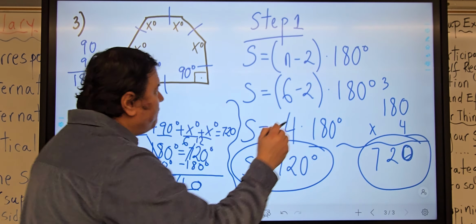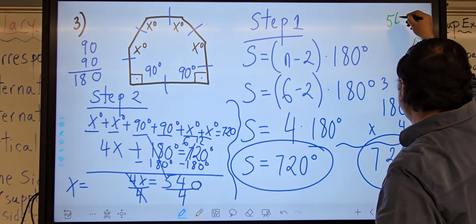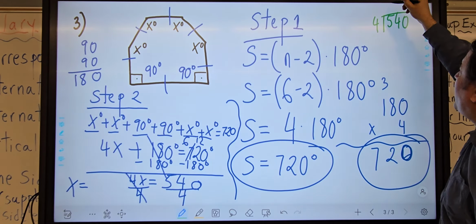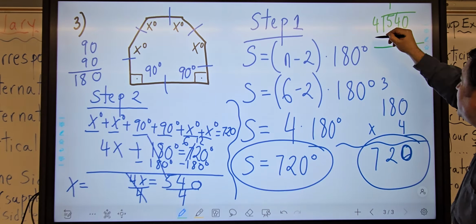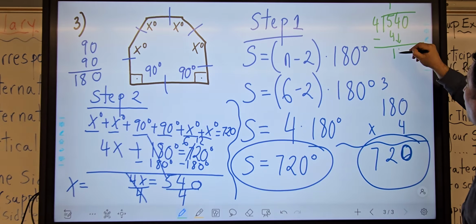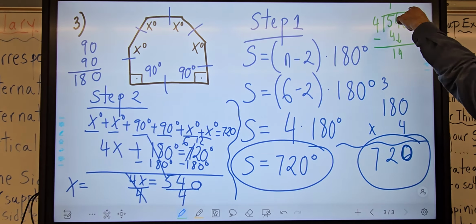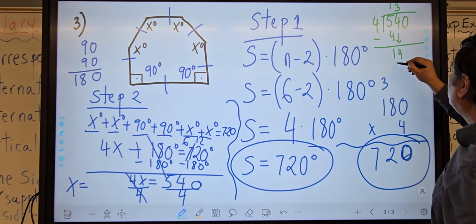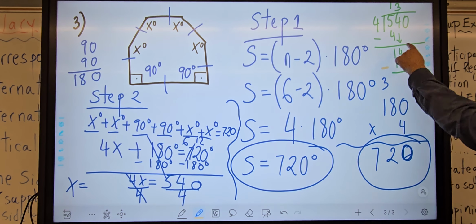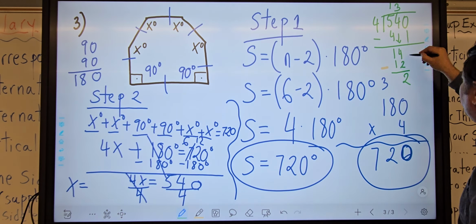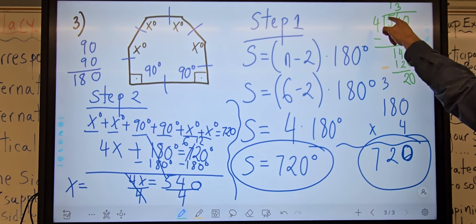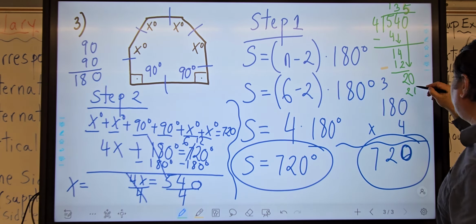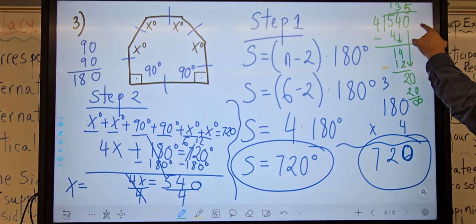Let's use green. 540 divided by 4. 4 goes into 5 one time. 1 times 4, 4. Subtract. 5 minus 4 is 1. Bring down the 4. 4 goes into 14 3 times. 3 times 4 is 12. Let's subtract. 14 minus 12 becomes 2. Don't forget to bring down the 0. And finally, 4 into 20, 5 times. 5 times 4 is 20. And we got the answer, 135 degrees.